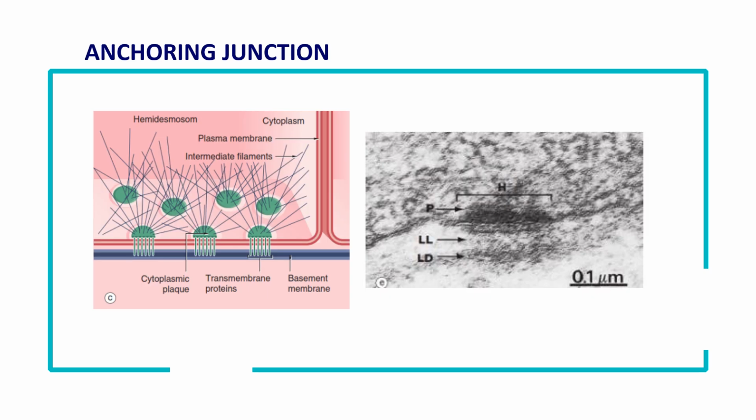This picture shows the anchoring junction, specifically the hemidesmosome. Hemidesmosome is binding between the cells and the basement membrane. It contains the cytoplasmic plaque and transmembrane proteins. You can see in this picture, this is the hemidesmosome. This is the cell and this is the basement membrane.